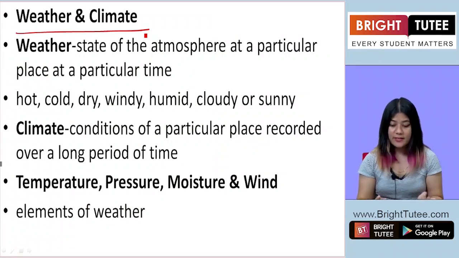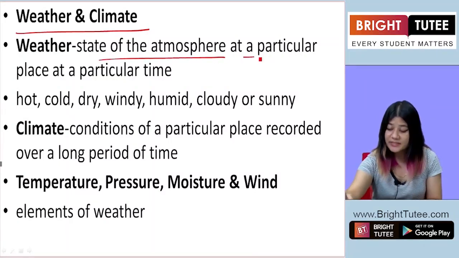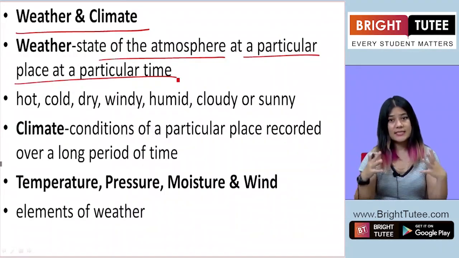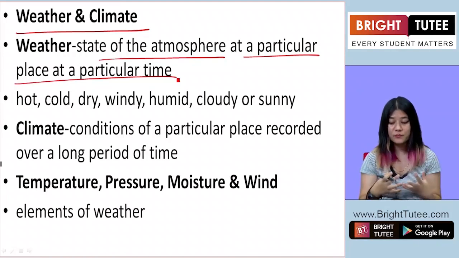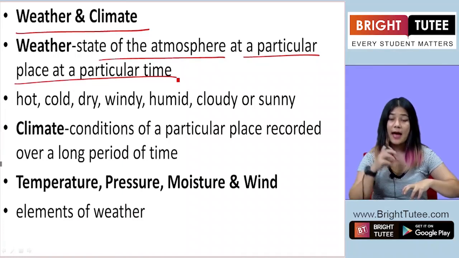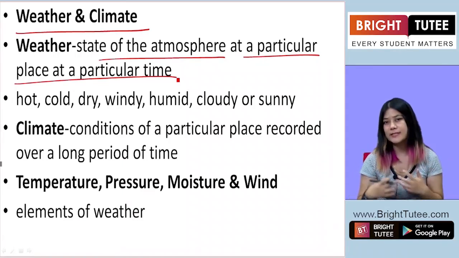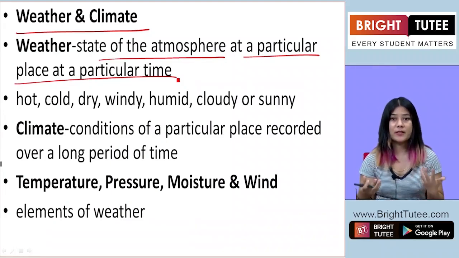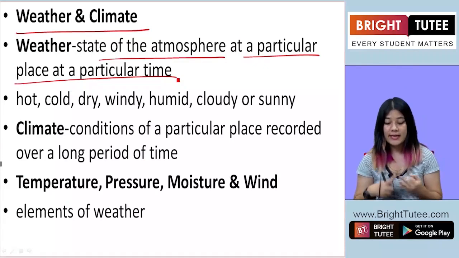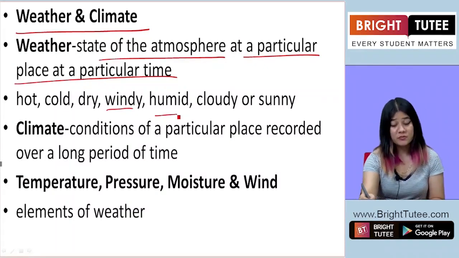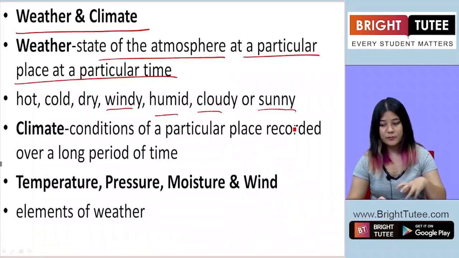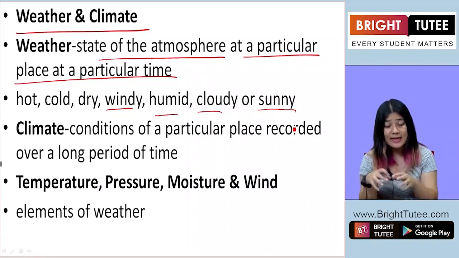Alright. So weather is basically the state of the atmosphere at a particular place and a particular time. So what is the state of the atmosphere at one particular place at a particular time? Is it hot? Is it cold? Is it wet? Is it windy? So that is weather. So when we talk about weather, we can say it's hot, it's cold, it's dry, it's windy, it's humid, it's cloudy, it's sunny. So these are states of atmosphere at a particular place at that particular time.